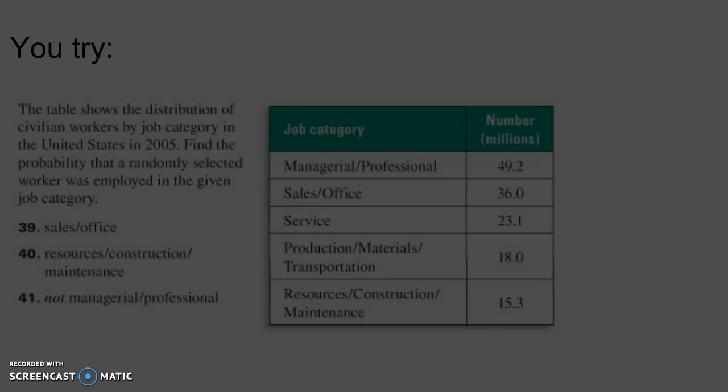The next one is somewhat interesting, not managerial or professional. A little bit later on, we'll find a different way to express this. But for right now, that just means that we're going to add up everything except the managerial and professional fields. So 36 plus 23.1 plus 18 plus 15.3. If you add those, you get a total of 92.4. We're going to divide that by 141.6, and we get a percentage of 65.3. So a 65.3% chance that a worker selected at random would work in one of those fields.